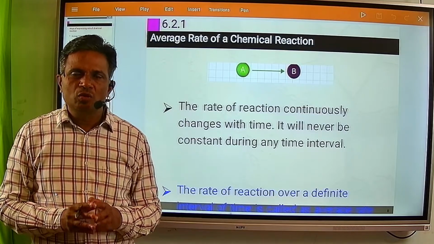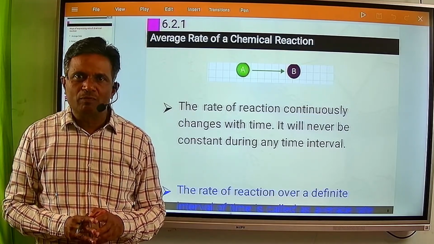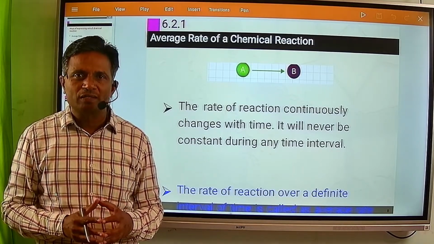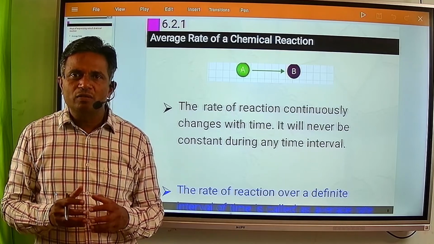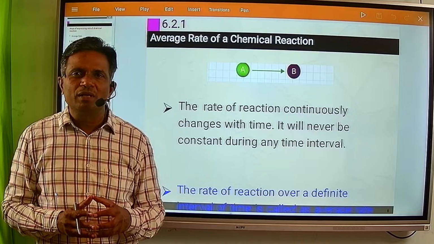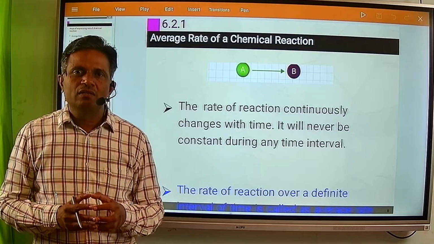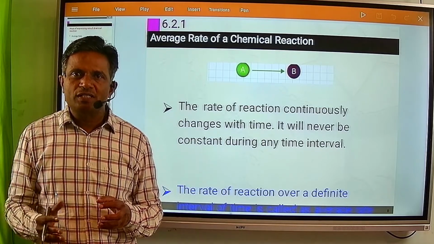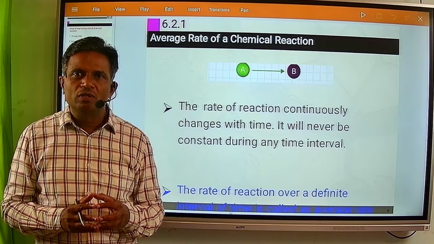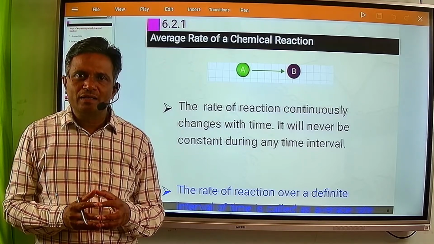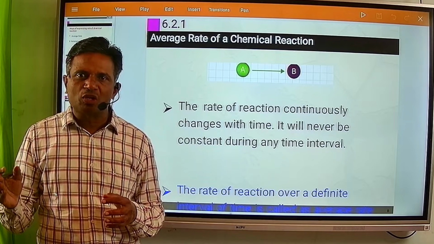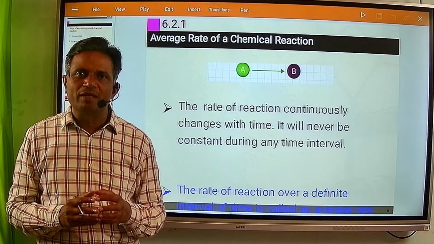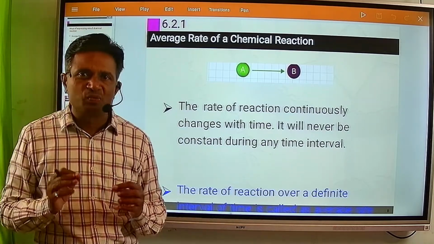Students, you know that whenever any chemical reaction proceeds, it requires some time to complete that particular chemical reaction. Now, whenever you carry out any chemical reaction, during the reaction, the concentration of reactant as well as the concentration of product changes with the time. And therefore, as you know that rate is nothing but the change in concentration of reactant or product per unit time, that means the rate of chemical reaction continuously changes with the time.